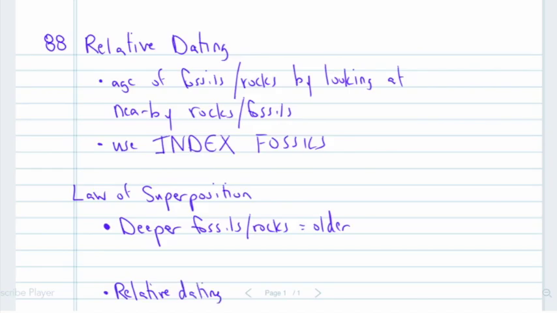One really important thing about relative dating that you have to understand, relative dating is approximate. It does not give an exact date. Okay? It does not give an exact date.